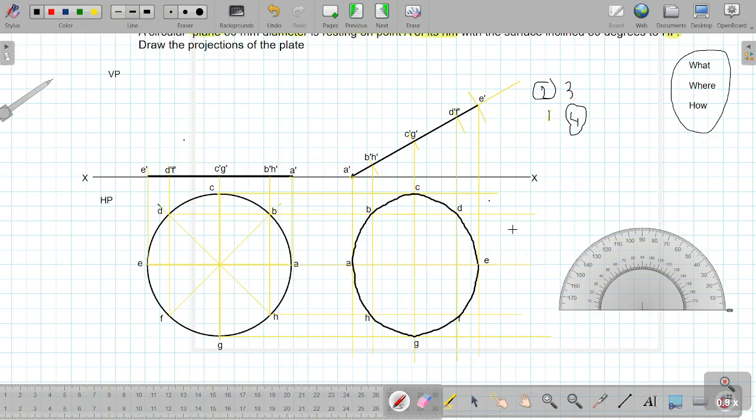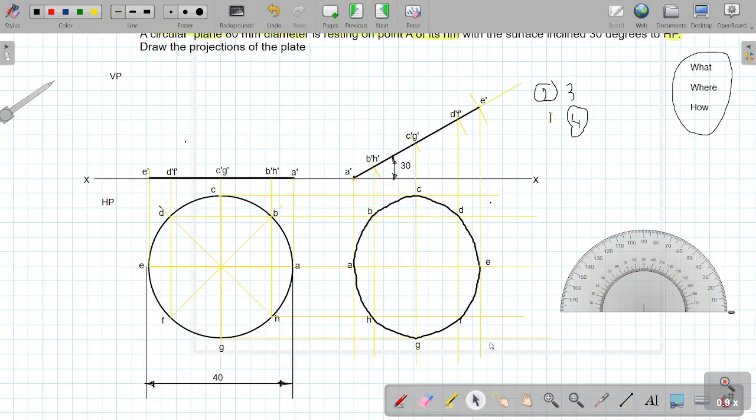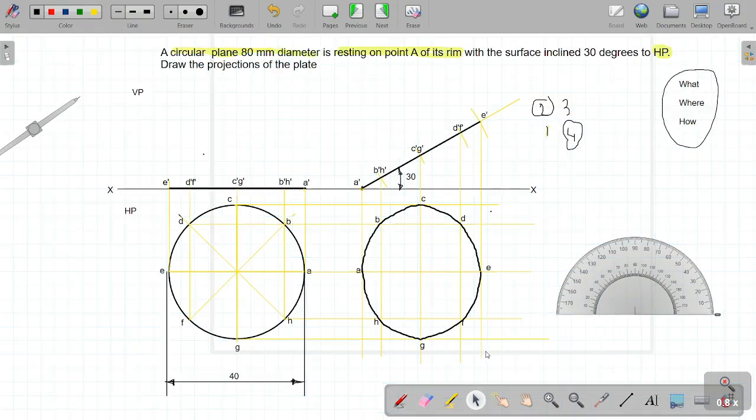So this completes the solution. Now the only thing remaining is to give the dimension part. With this we have completed the question on a plate which is circular in nature. I hope that you have understood the concept of projection of planes, especially for the problems which are two-stage problems. In the next class onwards, we will start with the same topic, projection of planes, but it will have three-stage problems. Thank you.